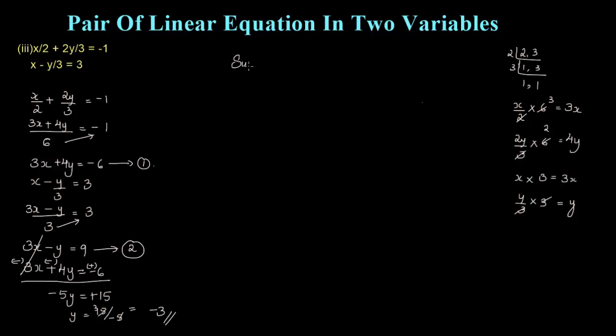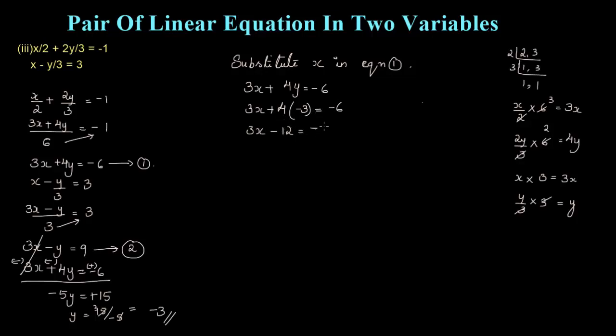So now substitute. What is the next step? Substituting, right? Substitute y in either of the equations. I am taking equation 1. So what is the equation I have? 3x plus 4y is equal to minus 6. So I have got y as minus 3. 4 into minus 3 is equal to minus 12. 3x plus 4 into minus 3, that is minus 12, is equal to minus 6. Then 3x is equal to minus 6 plus 12. After shifting to this side it will become plus 12.